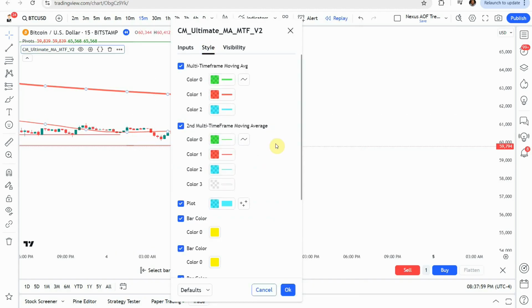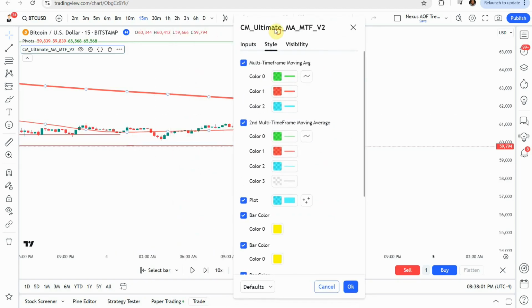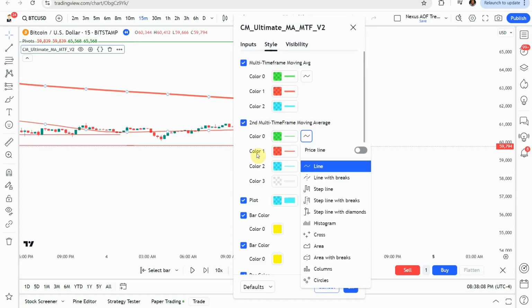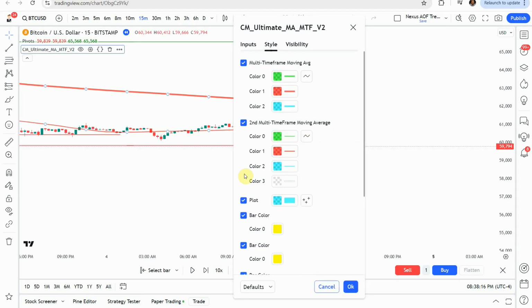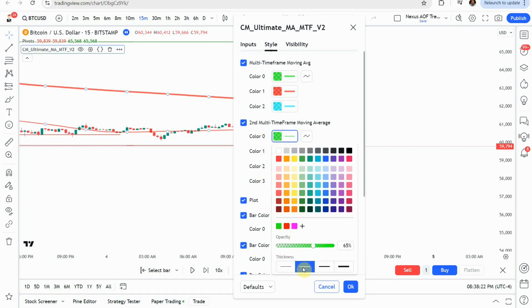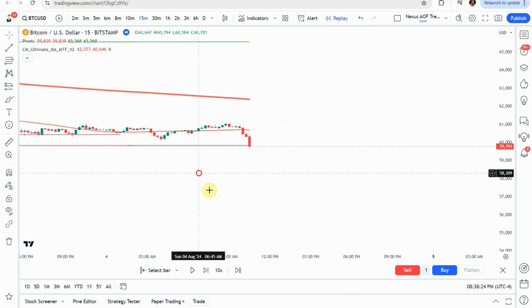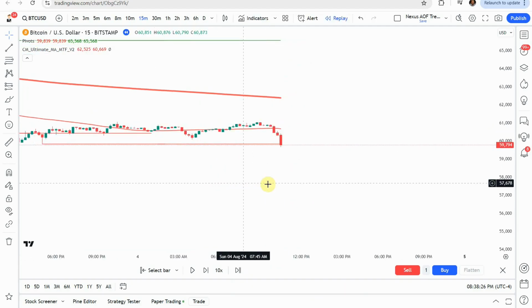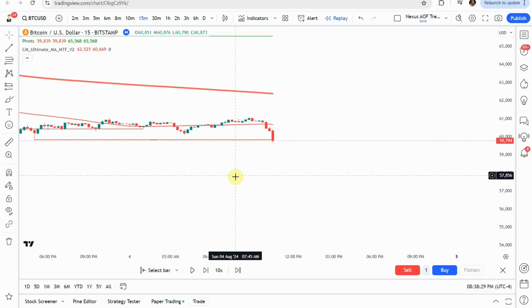Then under the styles, what we're going to do is go into the second multi-time frame moving average. On the first selection here, I believe they have this on circles. Go ahead and change this to line. And then what you'll want to do is just go into each 0, 1, 2, and 3 and make them the second line weight right here. Click OK, and it should look as I have on screen now.